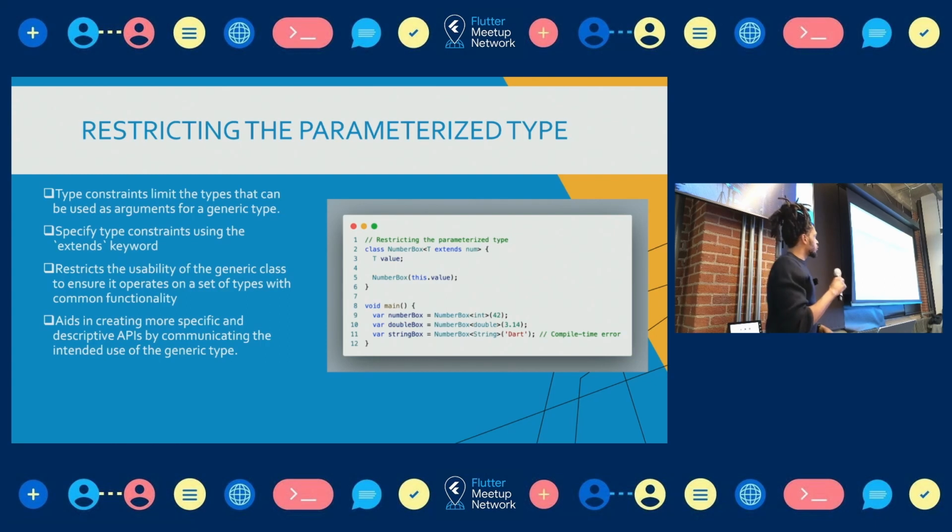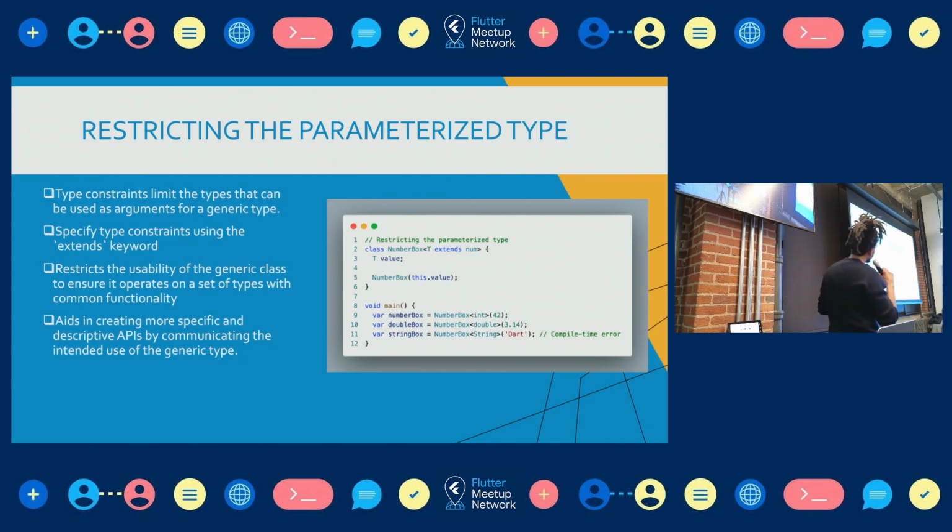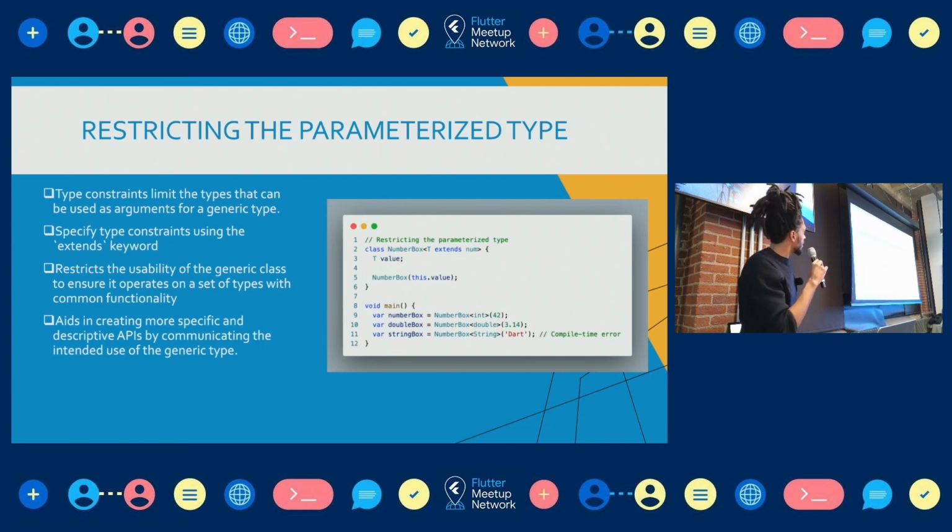So you can also restrict the parameterized type. This can be useful to ensure that you have common functionality. This is done by using the extends keyword on the type T.